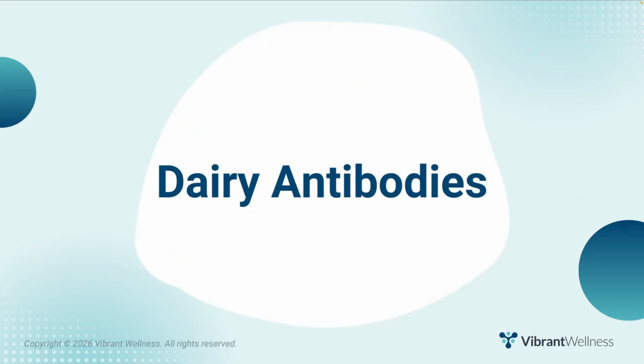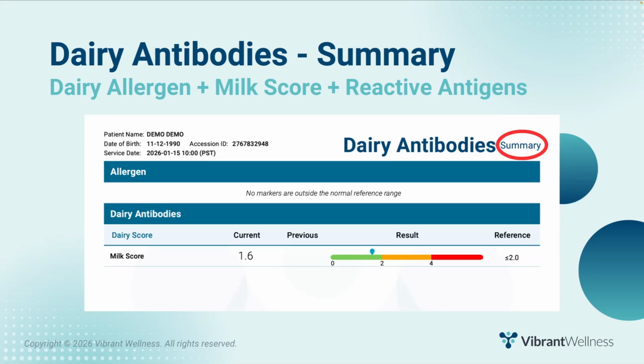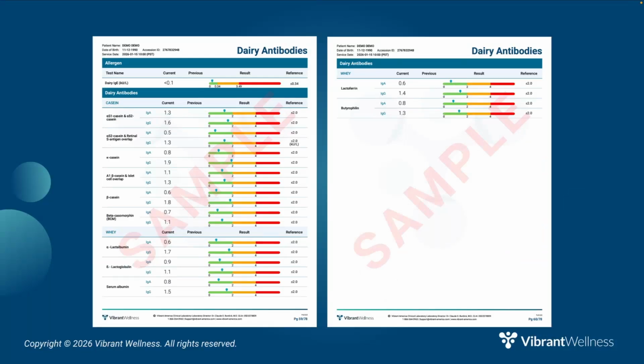Next up, dairy antibodies. The dairy antibodies summary includes the allergen section, the milk score, and then any markers that are out of range. Note, there are no markers out of range for this patient, so this section is blank. The dairy antibodies ends with the level of all markers, including dairy IgE, casein peptides, whey peptides, and butyrophilin, which is a milk fat globule membrane protein.